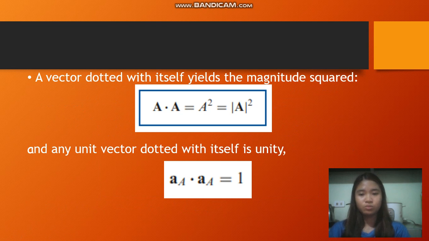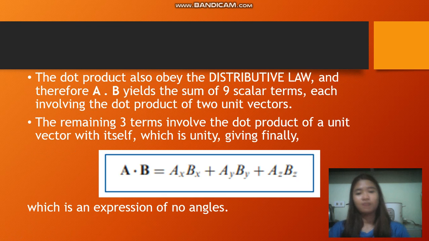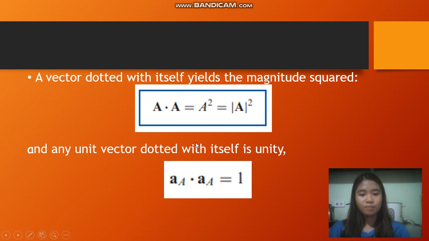Next, pag ang vector ay tinimes sa kapwa niya vector, A dot A equals sa A squared. Yung magnitude din nun ay A squared automatically. At gaya ng sinabi ko sa previous slide, pag ang a sub A times a sub A, ang magagawa nun is 1 kasi ang vector dotted with itself is unity. So, pag nakarinig kayo ng unity, ang ibig sabihin nun is equal to 1 lagi.